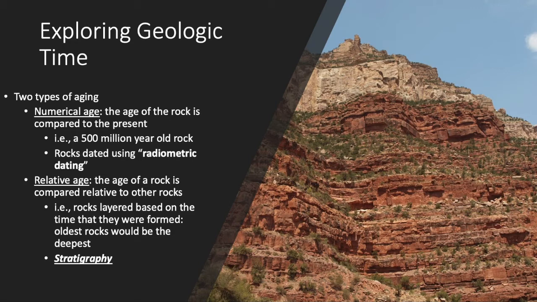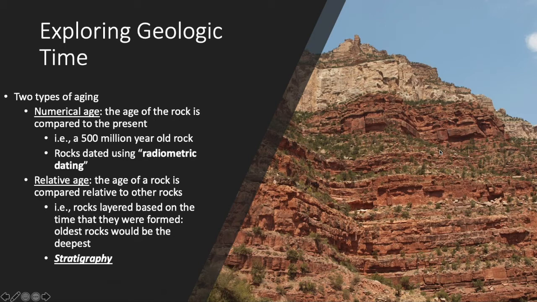Another way to approach aging is through a relative age, which is examining the age of a rock as compared to other rocks. So as some of you probably already know, rocks just layer on top of one another. And so you'll be able to tell the age of this layer of rocks versus, for example, that layer of rocks. Examining differences across layers of rocks is a process that's referred to as stratigraphy.